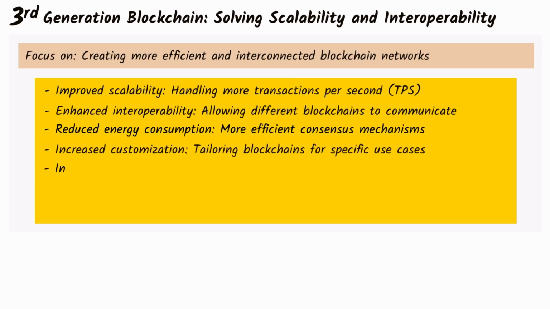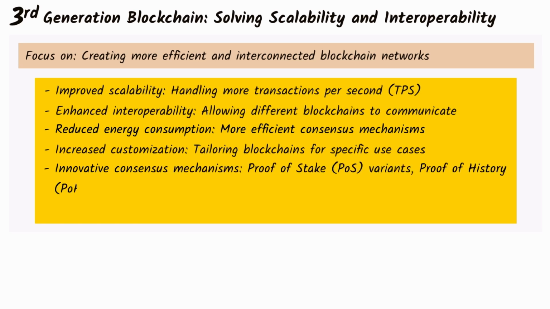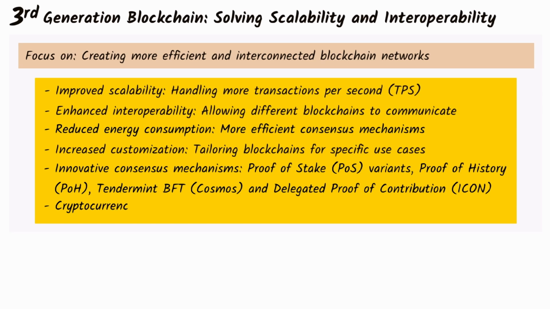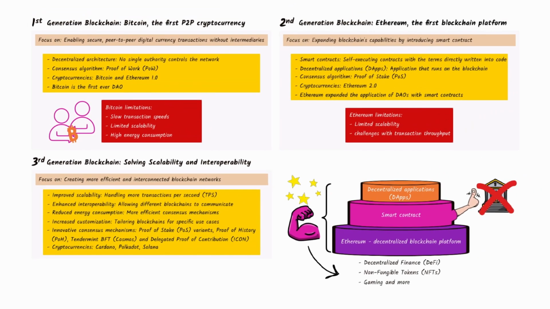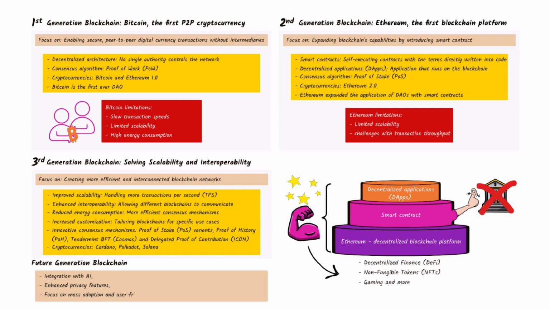Innovative consensus mechanisms, adoption of more advanced consensus mechanisms like proof of stake, POS, variants, proof of history, POH, Tendermint BFT, Cosmos, and delegated proof of contribution, ICON. Cryptocurrencies, Cardano, Polkadot, Solana. Future generations of blockchain technology are still emerging. Experts anticipate significant advancements, including integration with AI, enhanced privacy features, focus on mass adoption and user-friendly interfaces.